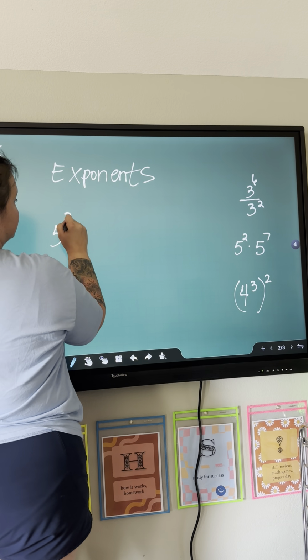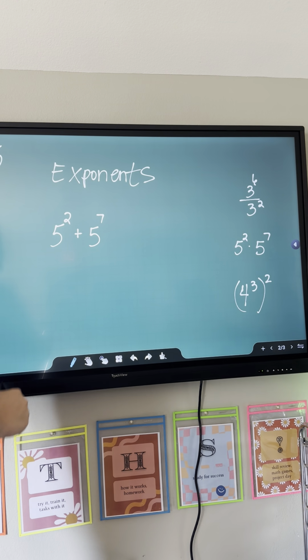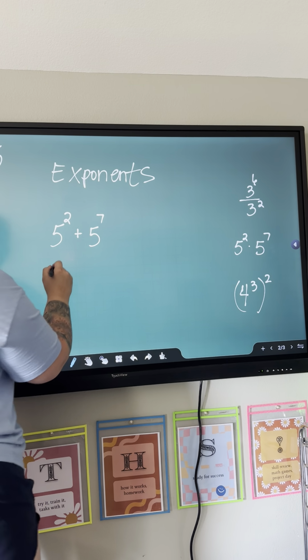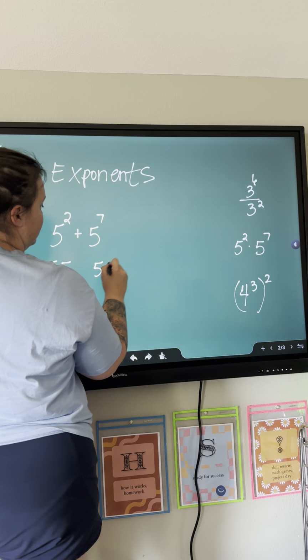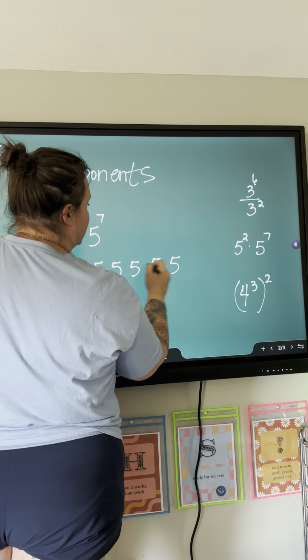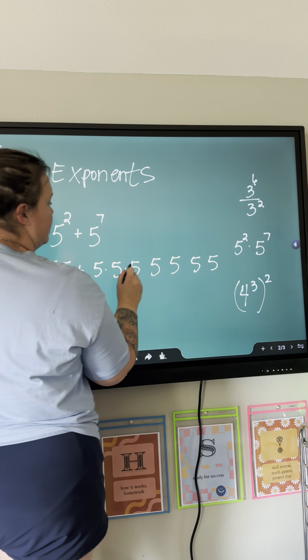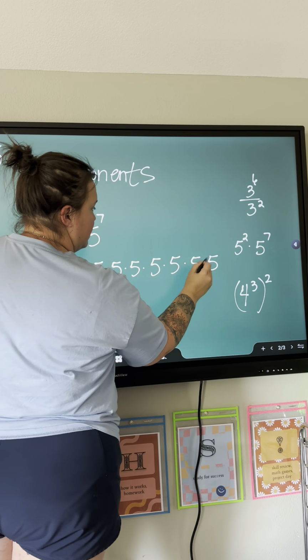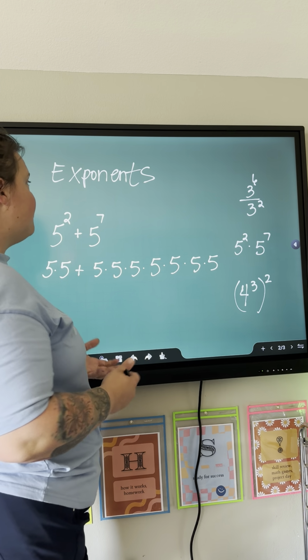If we were asked to add these, real simple. You could do this expanded. 5 and 5. And how many 5s is this? 7 of them. Why do I do examples with such big numbers? I don't know. Okay. Can you combine those? No. If I asked you to solve it, could you do 5 to the 9th?